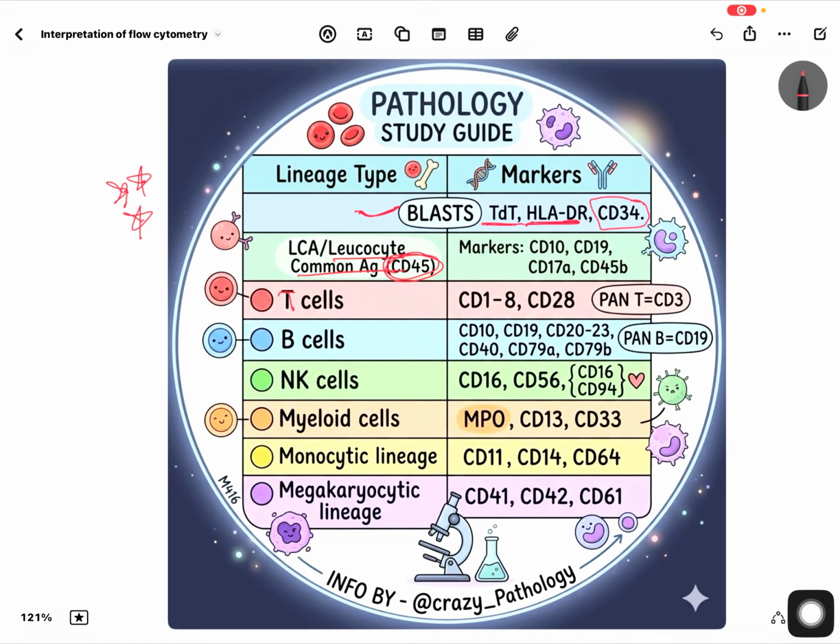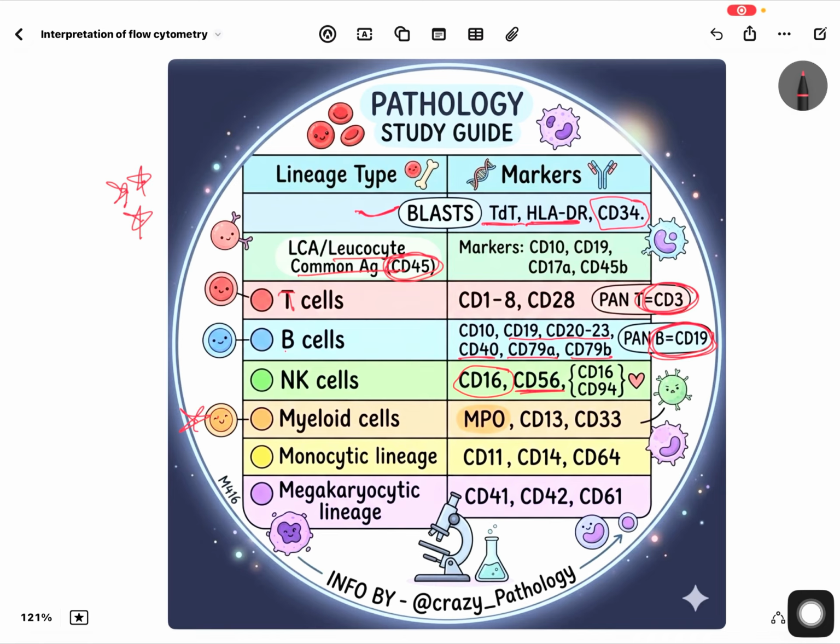Okay, T cells, what are the markers of T cells? They are CD1 to 8 and 28. So apart from that, which is the head of T cell markers, that is CD3. Okay, then we have B cell. B cell, there are 19, 20, 21, 22, 23. Then double of 20, that is 40, 79A, 79B. Okay, which is the king of B cell markers, that is CD19. Okay, then we have already studied natural killer cell, that is 16 and 56.